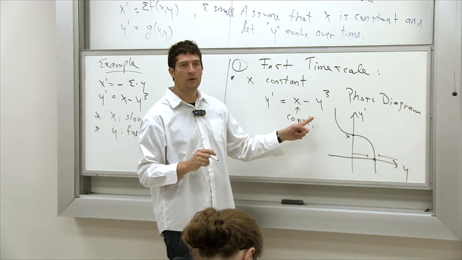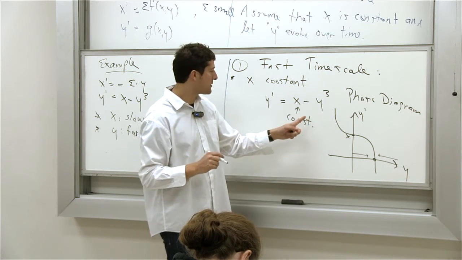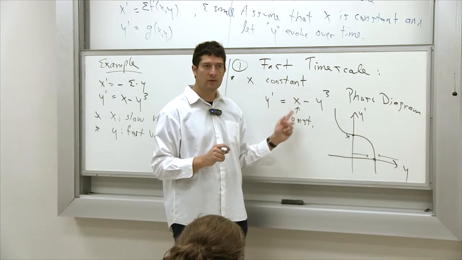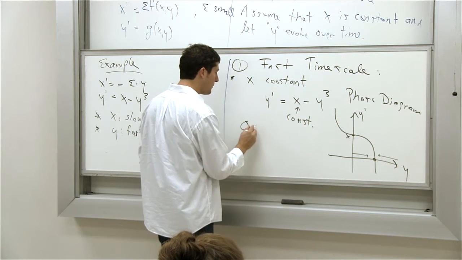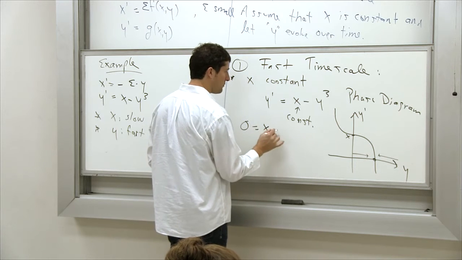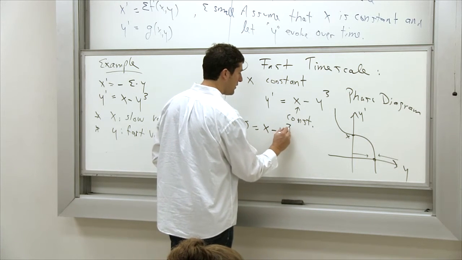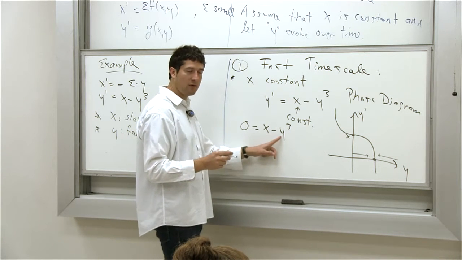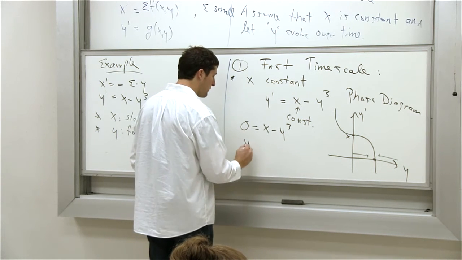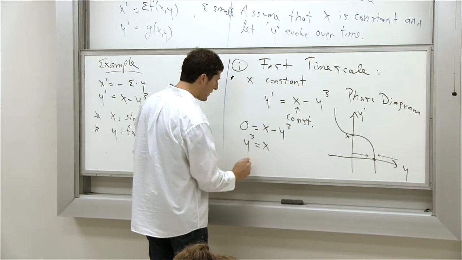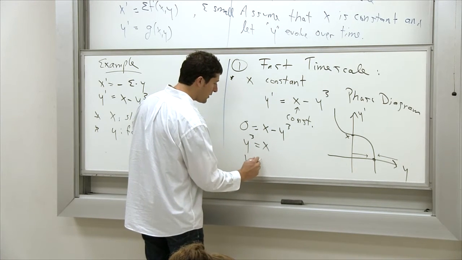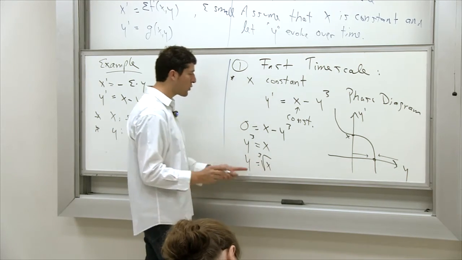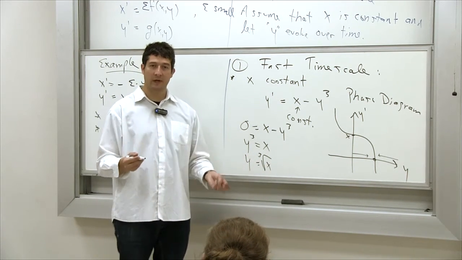Sorry? X to the 1/3, that's right. So we have to set this equal to 0 and solve for, let's see, x minus y to the 3. Remember, this guy is a constant, a given constant, and so we solve for y. That means that y to the 3 is equal to x, and y is equal to the cubic root of x.